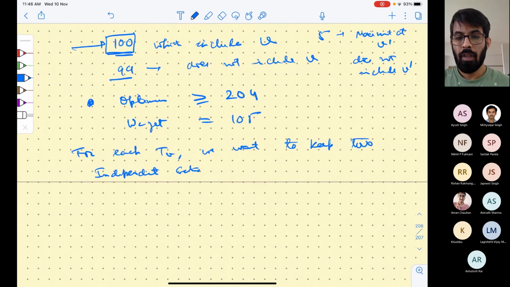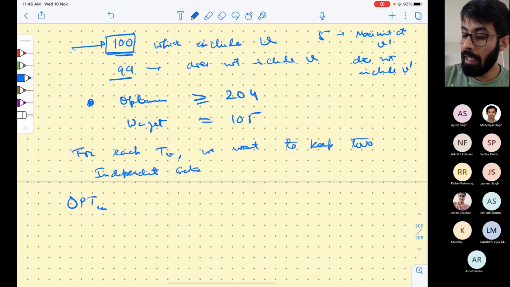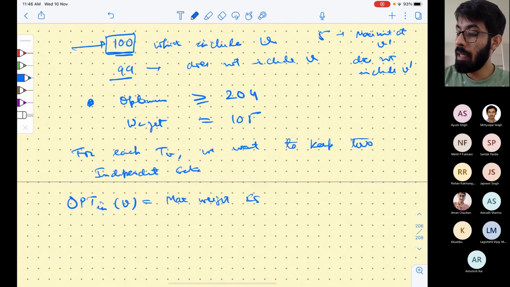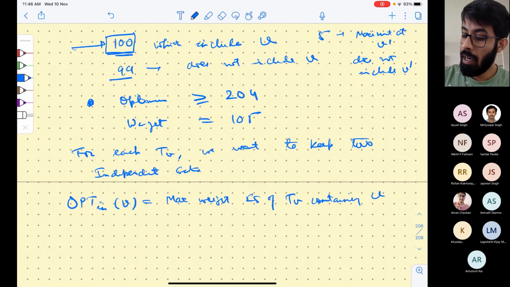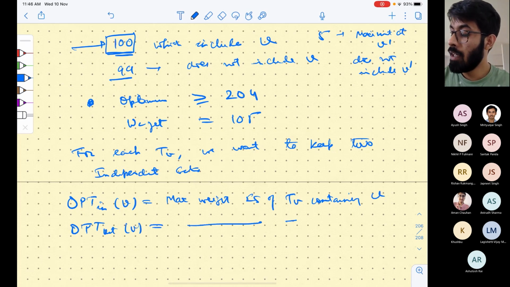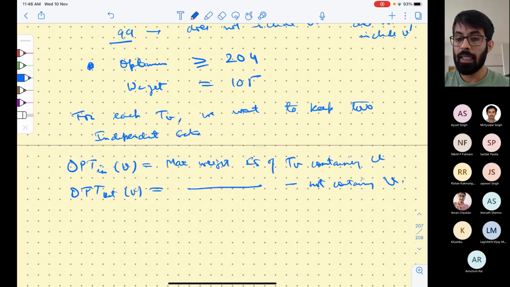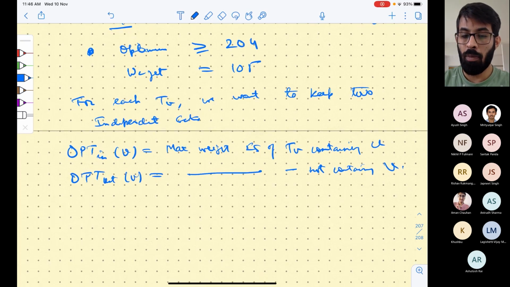And what are the two independent sets? Let's call it opt-in of V for T_V. So max weight independent set of T_V containing V, and opt-out of V is equal to max weight independent set of T_V not containing V. And now if we have both these, then we can write a recursive formula.